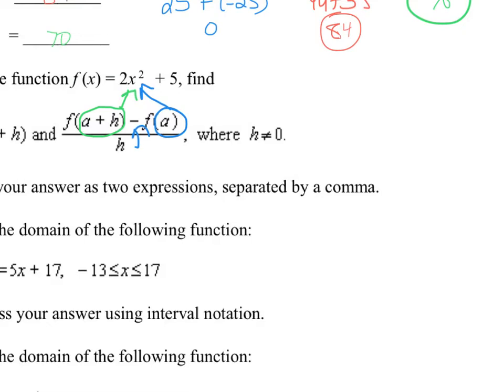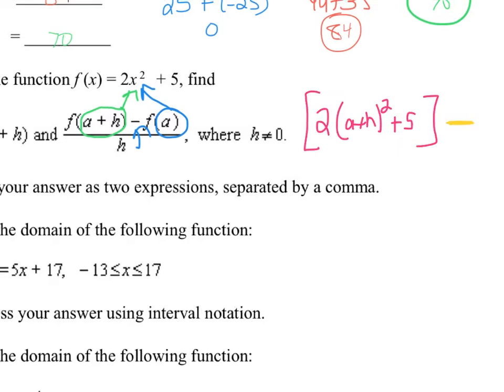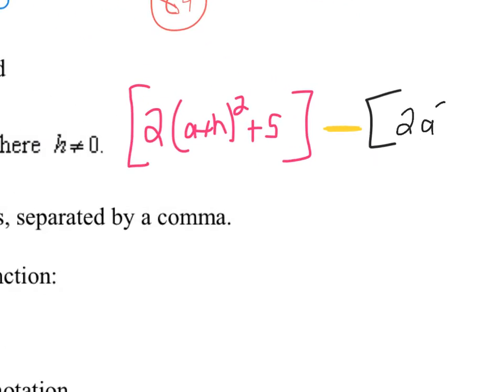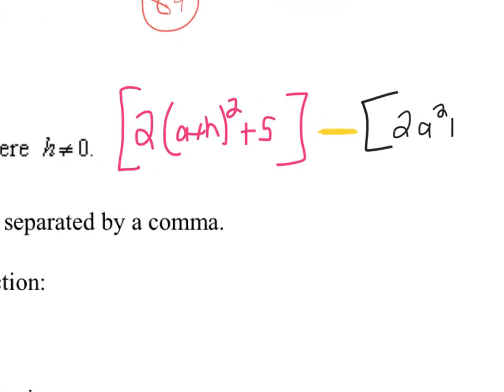So the first thing I'm going to do, I'm going to write the first part. 2 times, instead of x, what's the first thing in green they want me to plug in? So I have a plus h squared, and then finish the problem. Plus 5, right? That's my first little part. Then I say minus, and what do they want me to plug in the second time? Just a. So I have 2a squared plus 5. Everybody agree with me? Okay, so then I have, this is all over h.